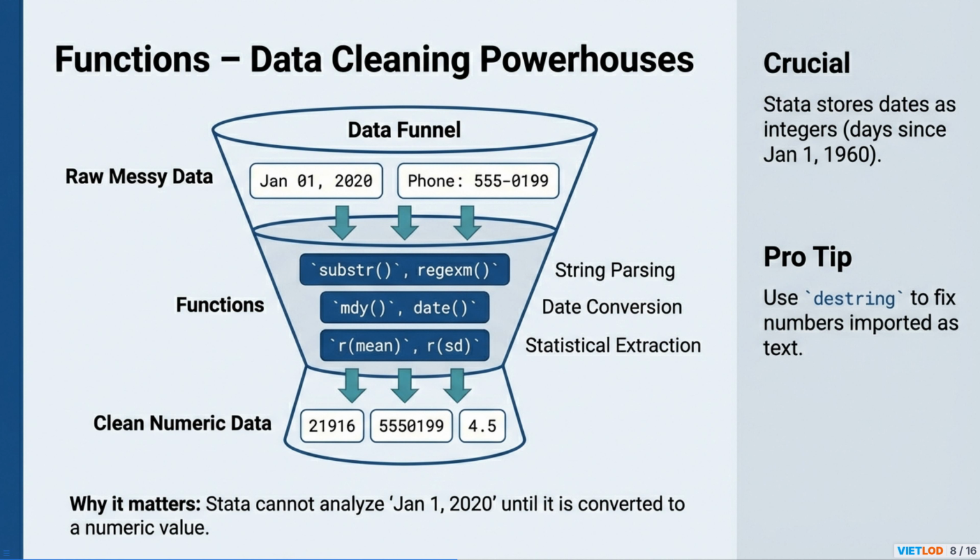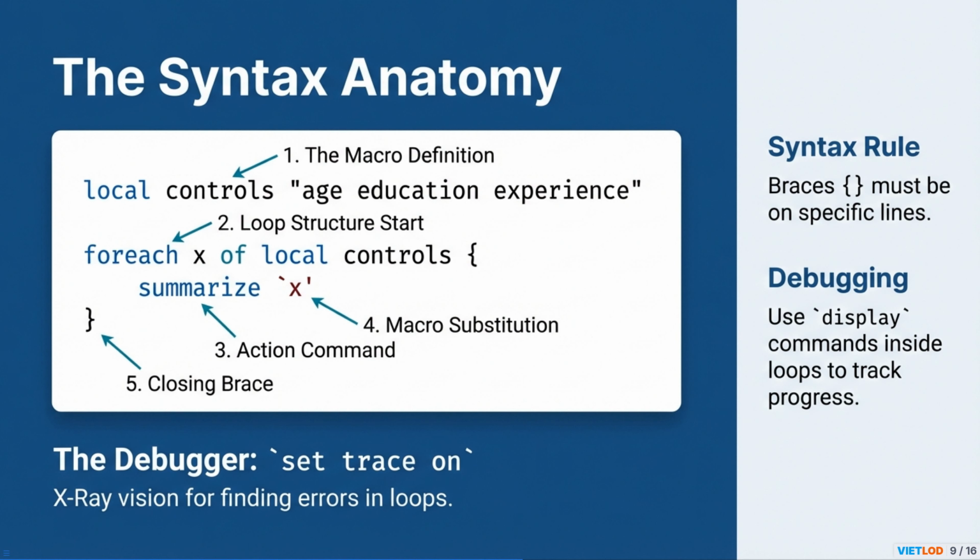Why does this matter? Stata cannot analyze Jan 1 2020 or phone 5550199 until they are converted to a numeric value. Here's a pro tip. Use destring to fix numbers that were accidentally imported as text, ensuring they are treated as numeric values in Stata.